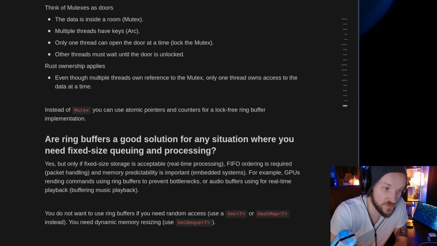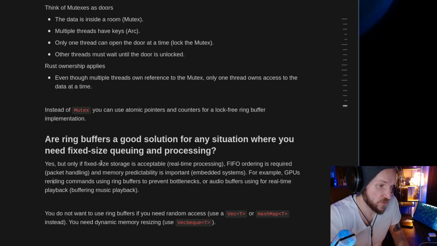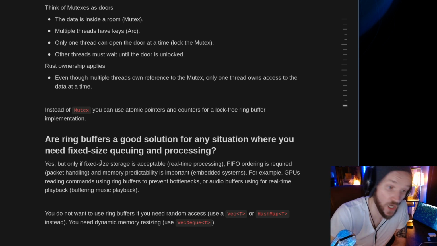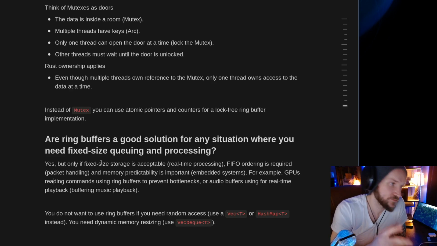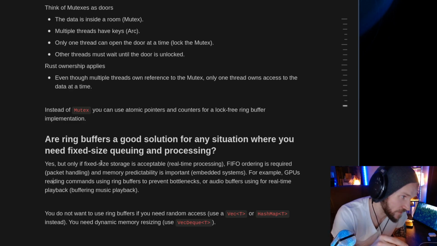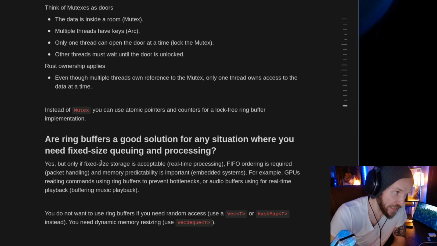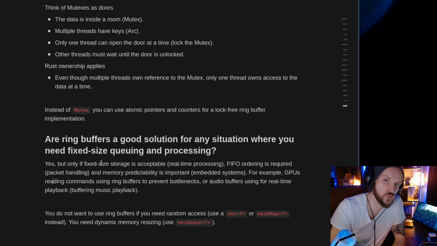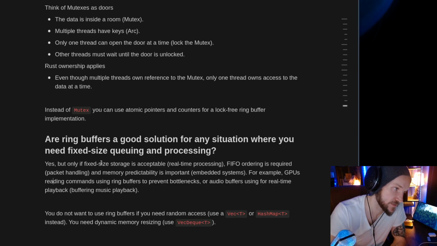So like GPUs reading commands using a ring buffer to prevent bottlenecks, right? Or audio buffers used for real-time playback. And so imagine you're in a video game and you hit the space bar and the dude jumps, right? You want that to be immediate. You don't want to hit the space bar and then have a 500 millisecond delay and then the guy jumps. You want it to be immediate. And so that's a situation where you would want something like a ring buffer, super fast real-time processing.